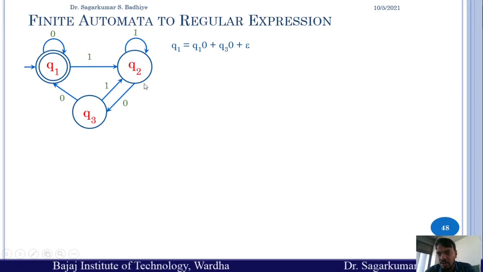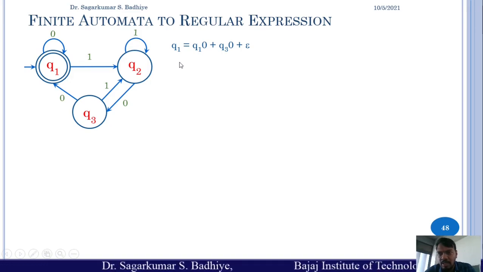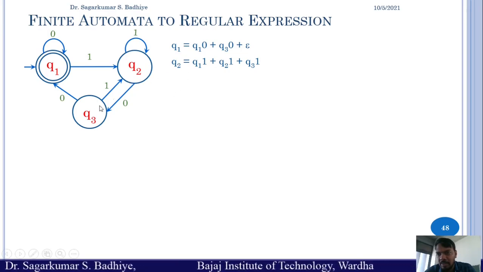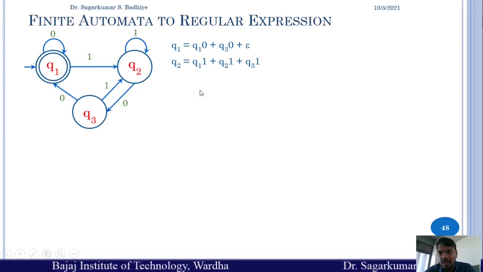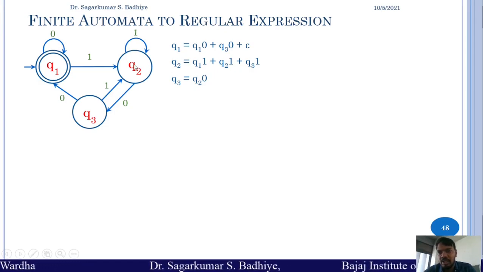Now for q2 there are three invert transitions, one from q1, another from q3, and third from q2 itself. So we get an equation for q2 as q1 1 plus q2 1 plus q3 1, right? Similarly we get equation for q3 as there is a single invert transition, so q3 equals q2 0. So these are the three equations that we have obtained.